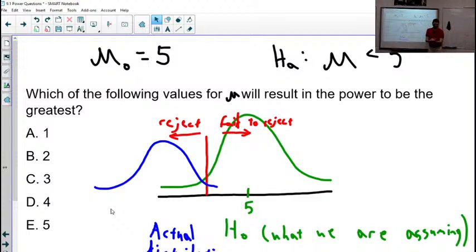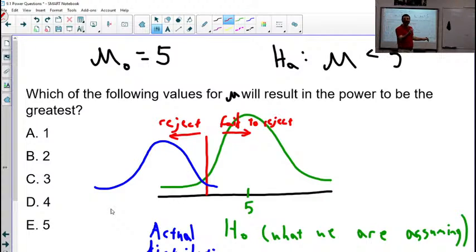The opposite of this distribution, where I reject when I'm supposed to. So here's the actual distribution, and I reject. The opposite of that is here's the actual distribution, and then I fail to reject. Uh-oh. Which error is that? There's the actual distribution, and I failed to reject. Type 2. So the opposite of the power is making a type 2 error.